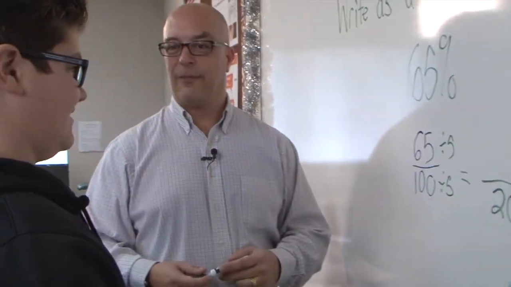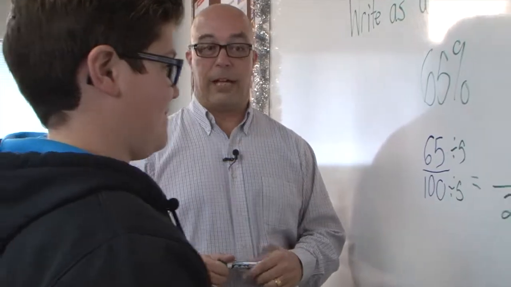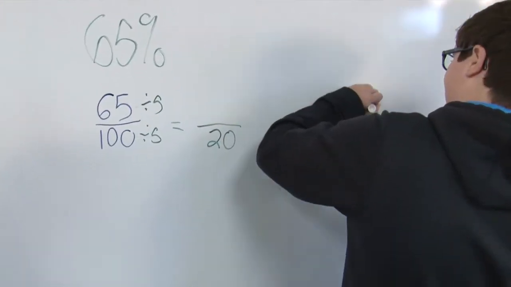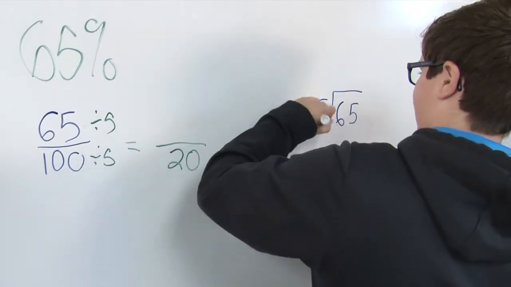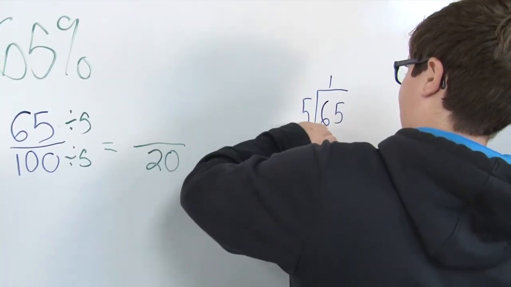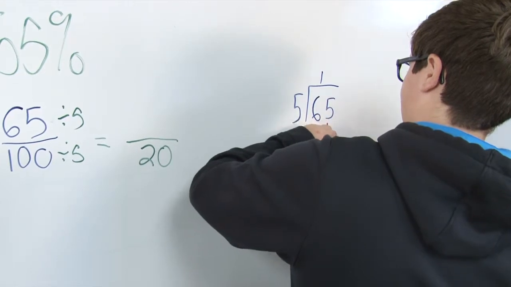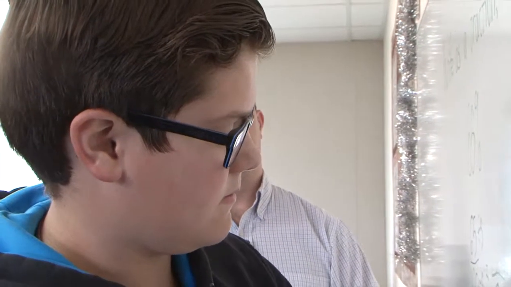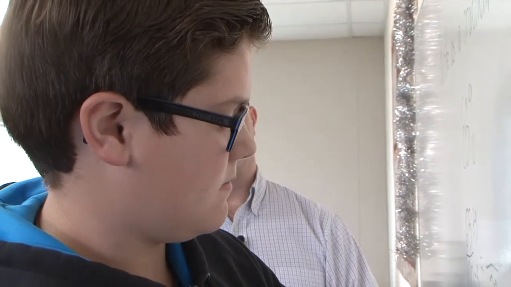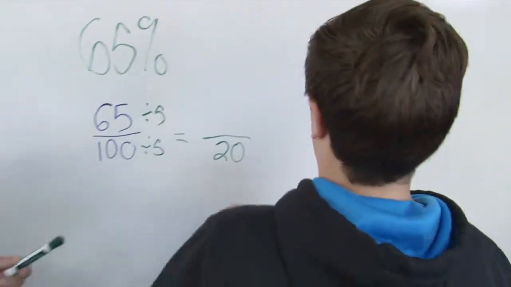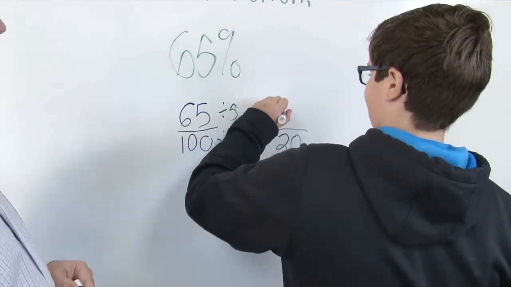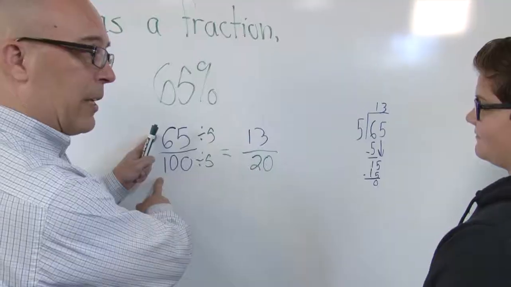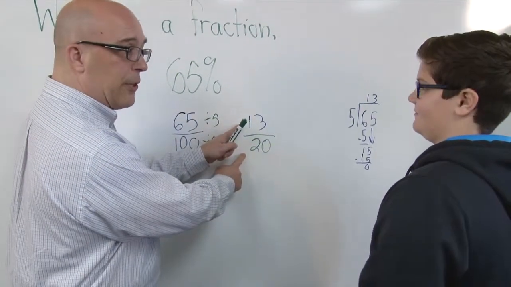And if you need to write it off on the side, you go ahead and do that. So how many times? 13. Okay. Now, we simplified 65 over 100 to 13 over 20, 13 twentieths.